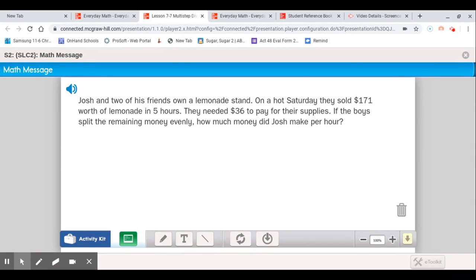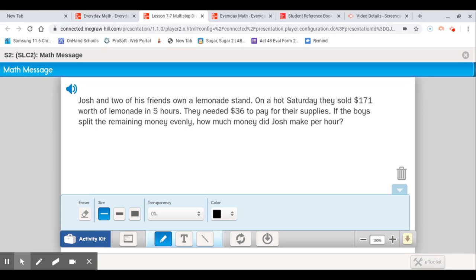So we need to look at what is the important information in this one. And we have a lot of numbers. So let's take a look and see which ones we really need and are going to use in our solution. So it's Josh and two of his friends. They sold $171. It was in 5 hours, but they needed $36 to pay for their supplies.